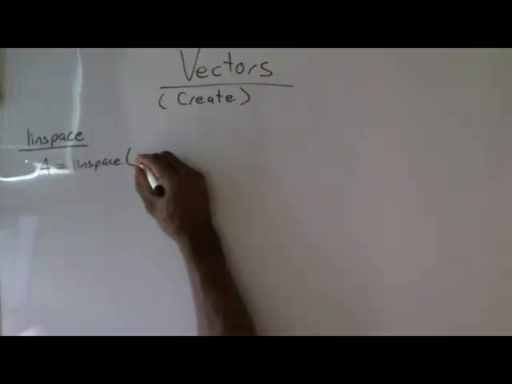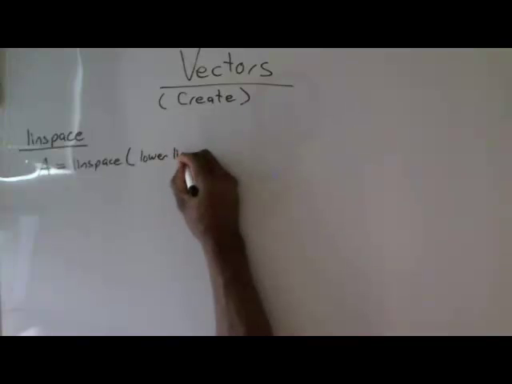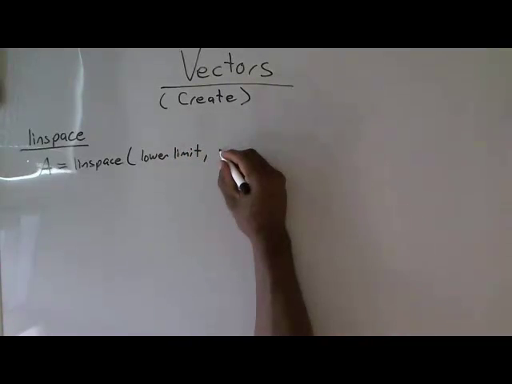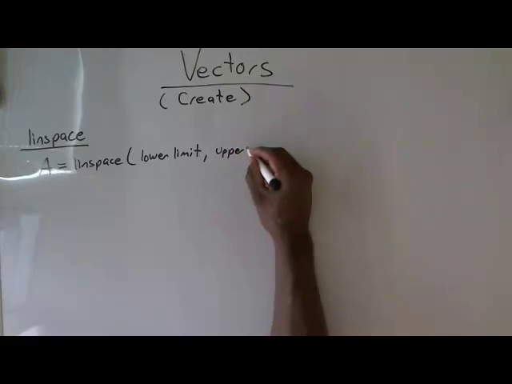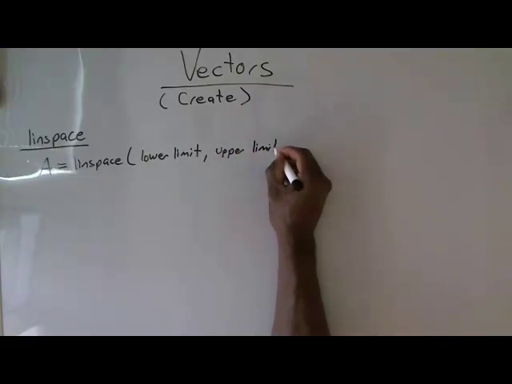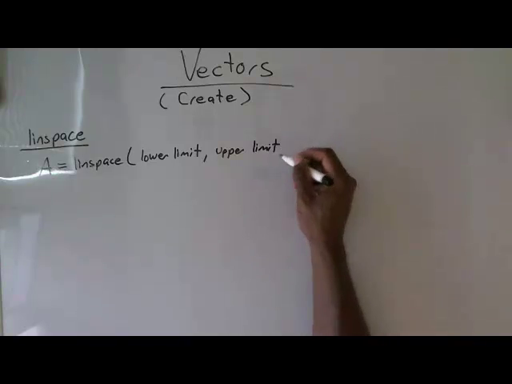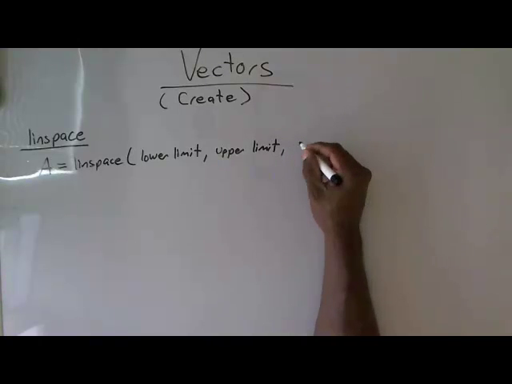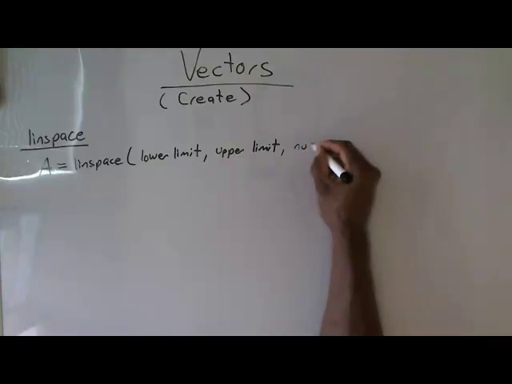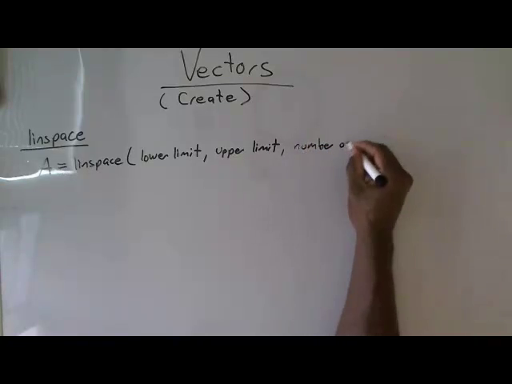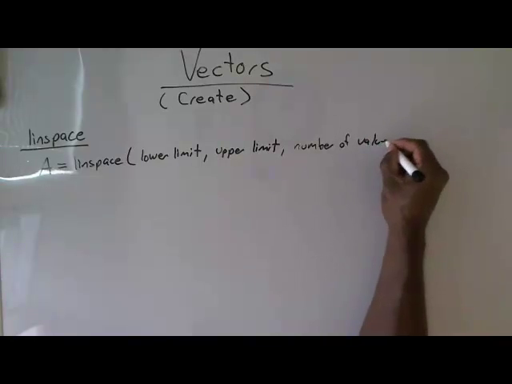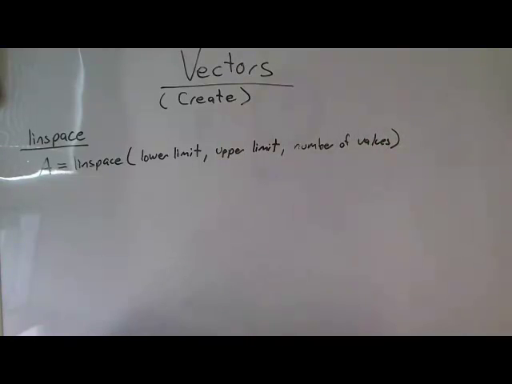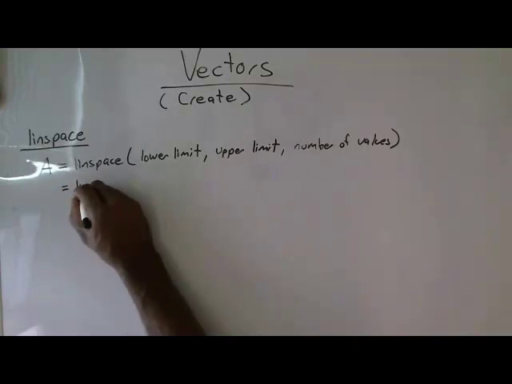What it's going to do is you give it the lower limit, or you can think about that as the start value as well. You give it an upper limit, and unlike in range, this upper limit will be obtained, and so this upper limit value will be in the final vector. And then you give it the number of values that you desire to be in that vector. So let's see it in action here.